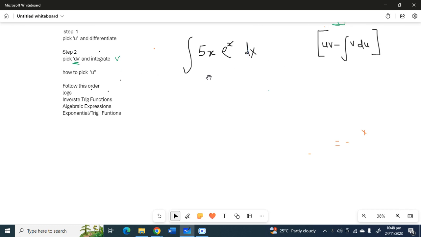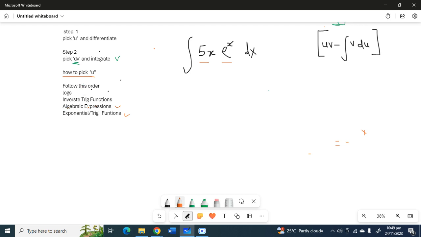So we have a question here: 5x multiplied by e to the power x dx. We have to integrate this. As we can see, we have two different functions here, an algebraic function and an exponential function. So how to pick our u? Since we have an algebraic expression and an exponential function, the algebraic expression will come first. So you pick u.